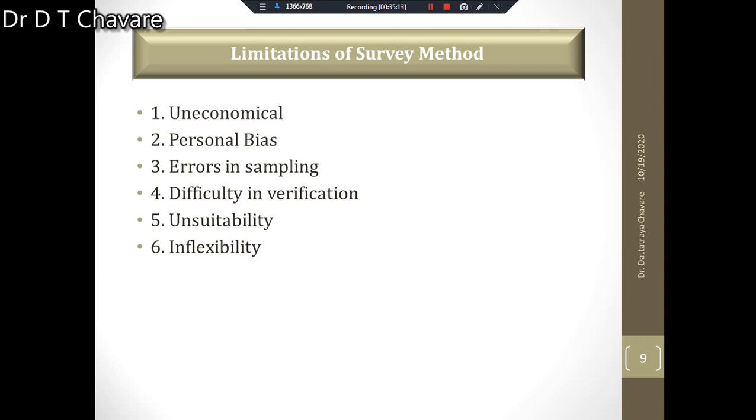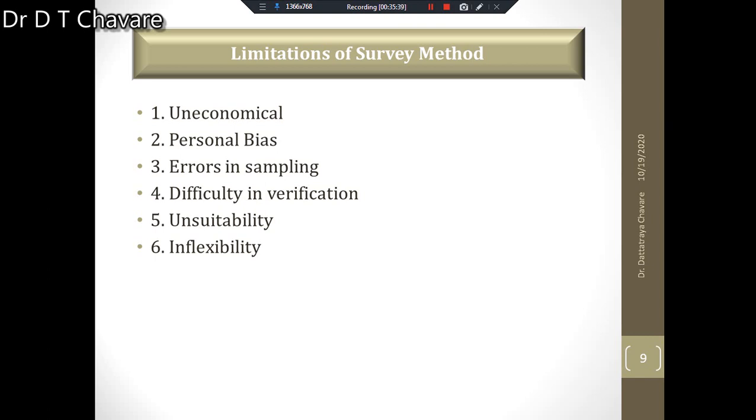Another side of the coin we have to study: although we are getting the advantages, we have to face some limitations, and those limitations we also have to study. What are those limitations? I have mentioned them here. There are half a dozen limitations. The first limitation is that it is an uneconomical method. The survey method is uneconomical.